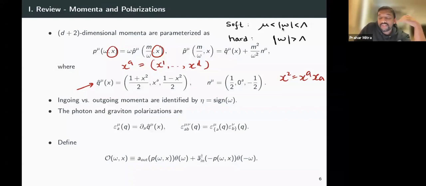Direction, because on the sphere you can introduce stereographic coordinates. So you can parameterize your sphere with coordinates x, and then every point is labeled by a value x. And that x, in the massless case, is precisely the direction of the momentum.